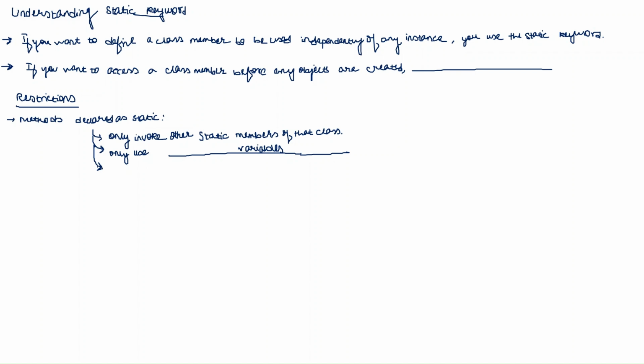And the third restriction is that you cannot use keywords like this or super inside of a static scope. The use of the keywords this and super is available only in a non-static context. You cannot access them in a static scope. I hope I made myself clear.